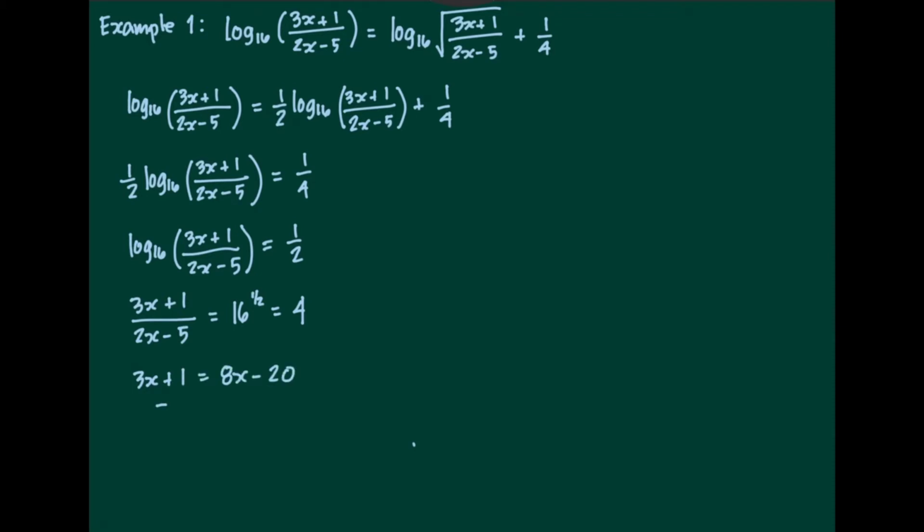Multiplying 2x minus 5 to both sides, we'll have 3x plus 1 equals 4 times 2x minus 5 or 8x minus 20. Combining all the x terms to the right side, we'll have 5x. And sa right-hand side, we'll have positive 21. So parang nag-subtract akong 3x sa both sides, nag-add akong 20 sa both sides, then pinag-switch ko yung positions nila using the symmetric property of equality. And we'll have our final answer, which is x is equal to 21 over 5.